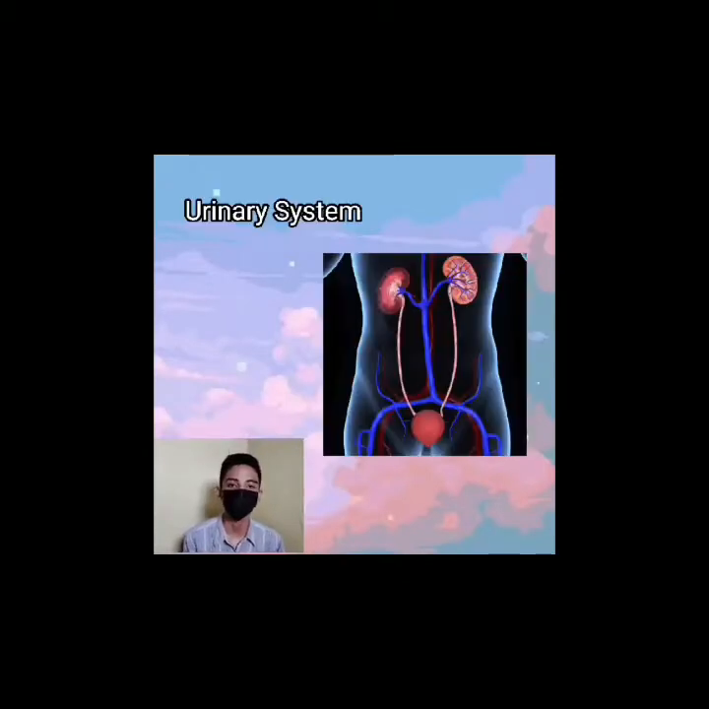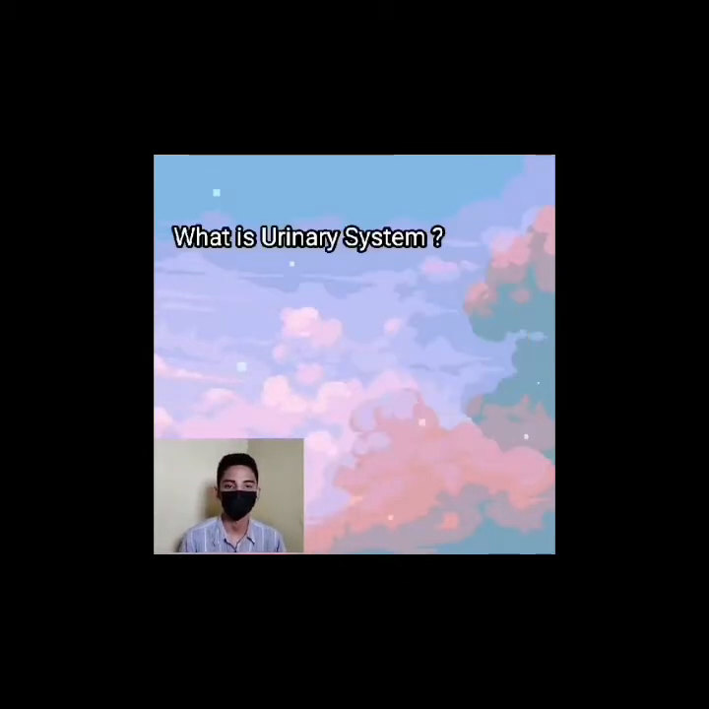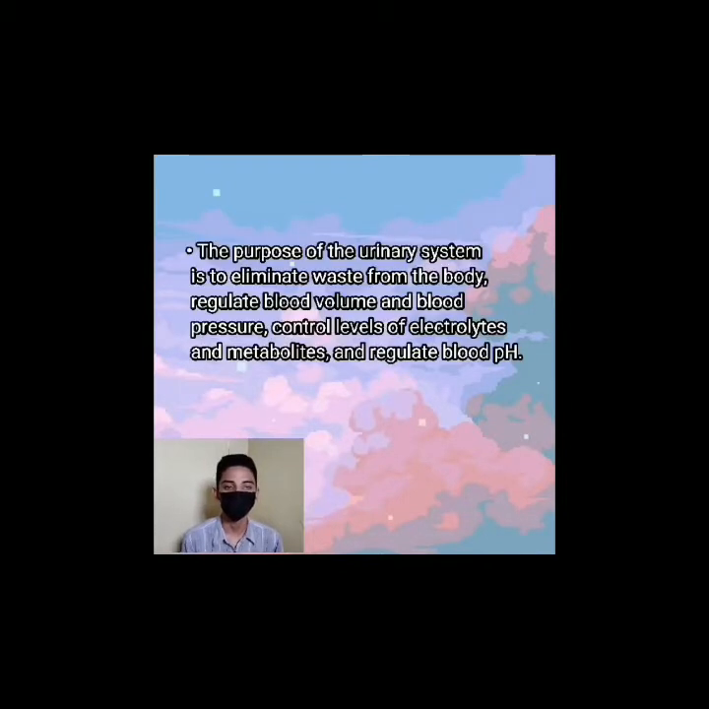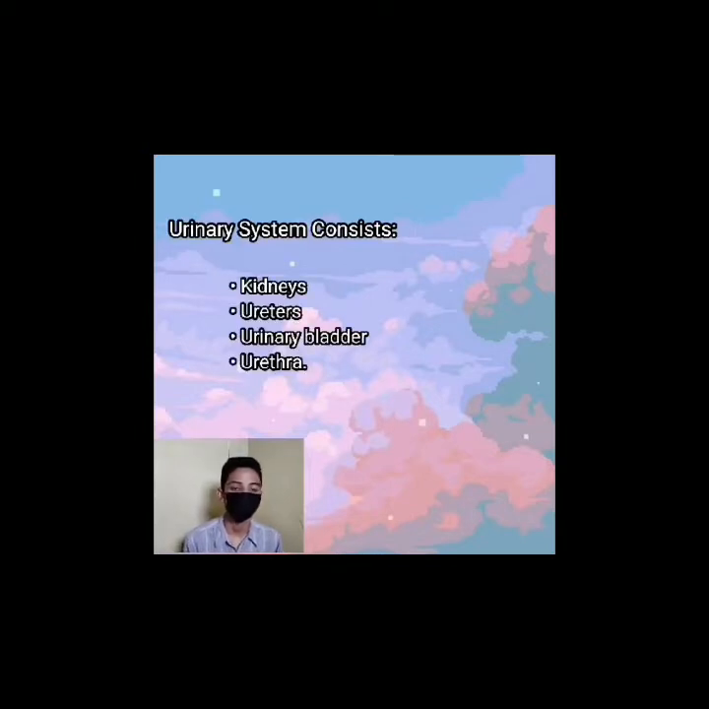So moving on to the urinary system. What is the urinary system? It is also known as the renal system or urinary tract. It consists of the kidney, ureter, bladder, and urethra. So the purpose of the urinary system is to eliminate waste from the body, regulate body blood volume and blood pressure, control levels of electrolytes and metabolites, and regulate blood pH. So the urinary system consists of the kidney, ureter, urinary bladder, and the urethra.